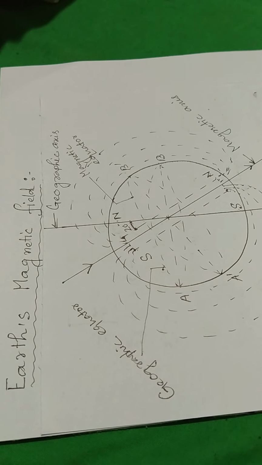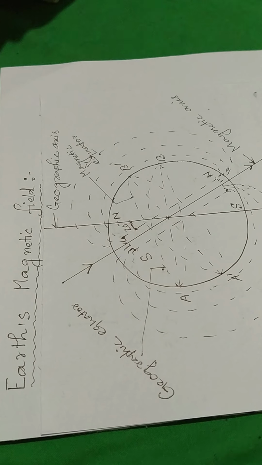The vertical plane passing through the geographic north and south poles is called the geographic meridian, and the vertical plane passing through the magnetic axis of the Earth is called the magnetic meridian.